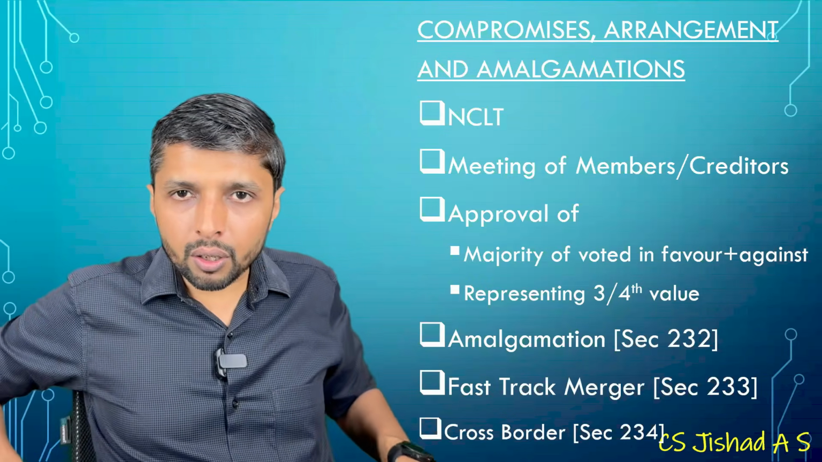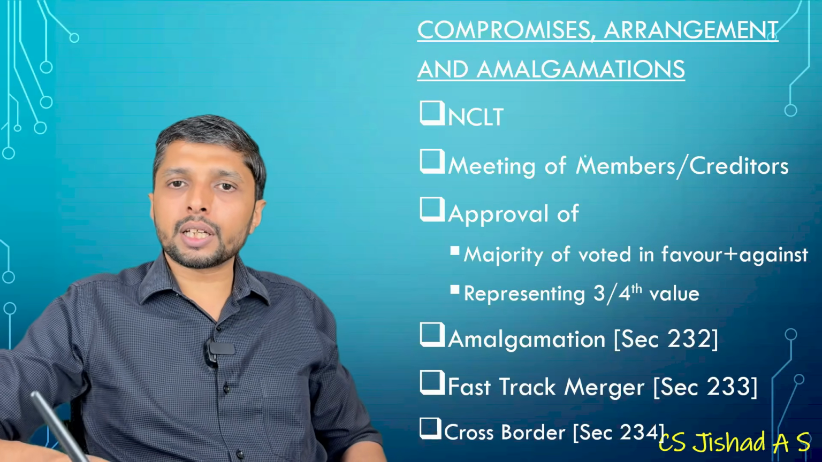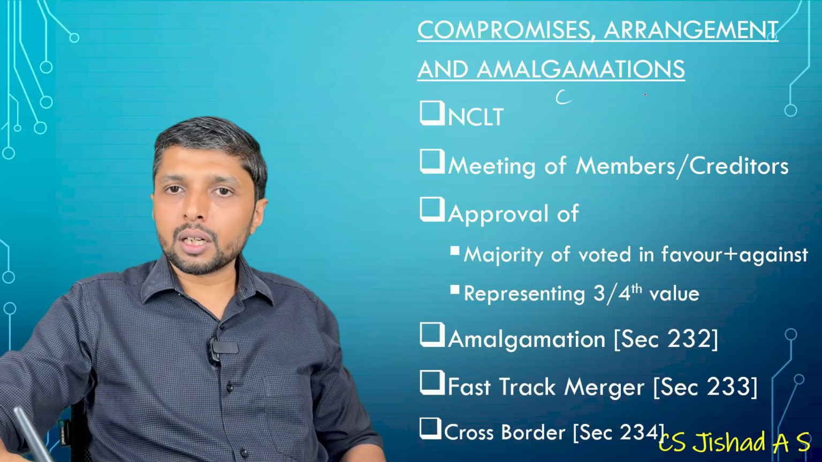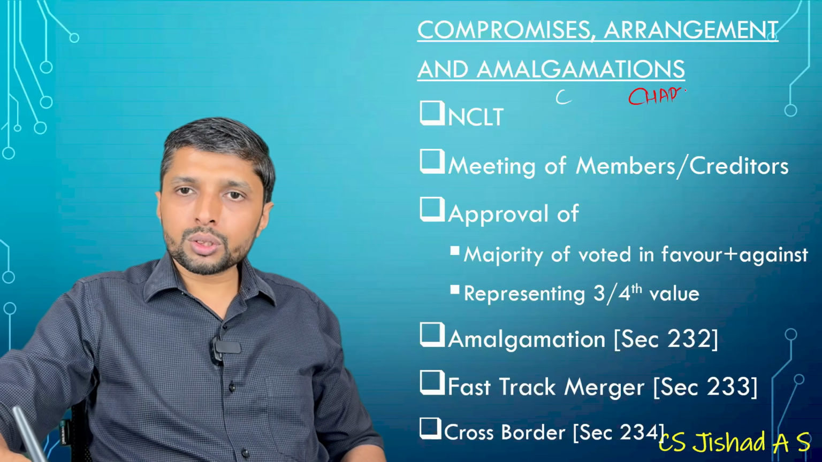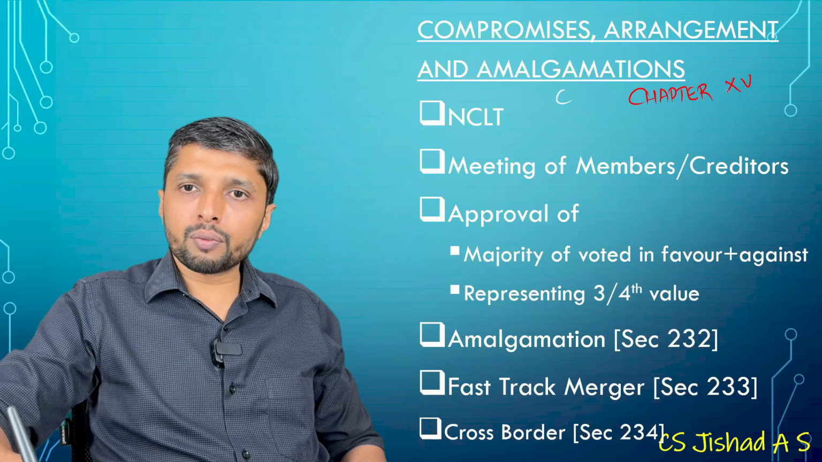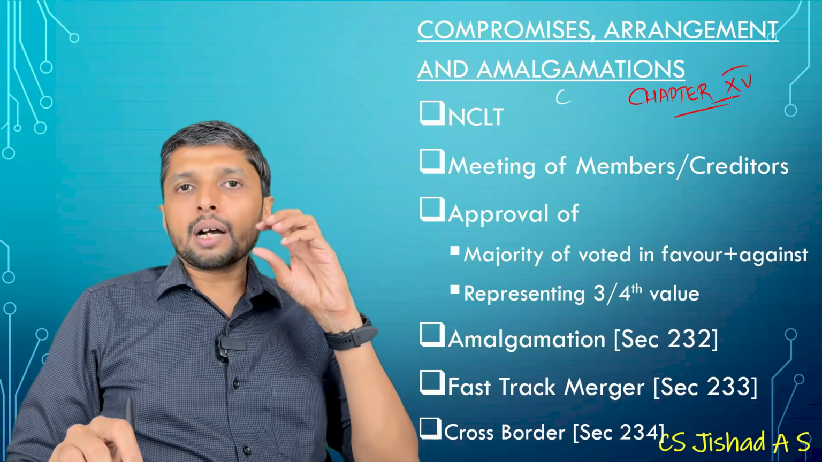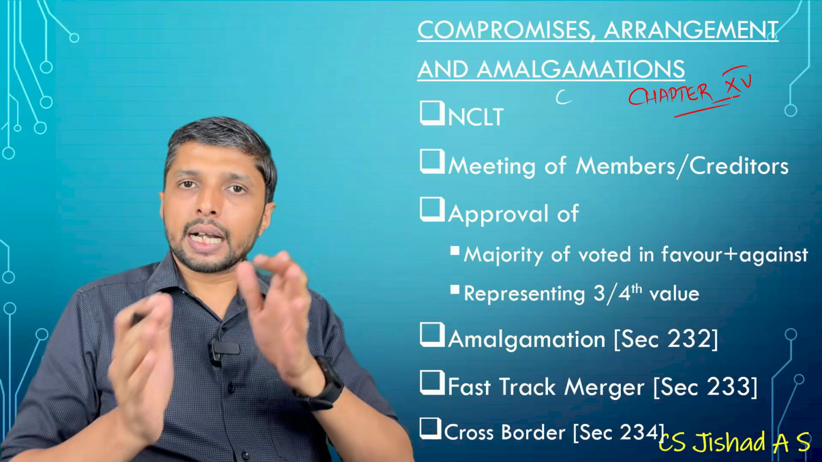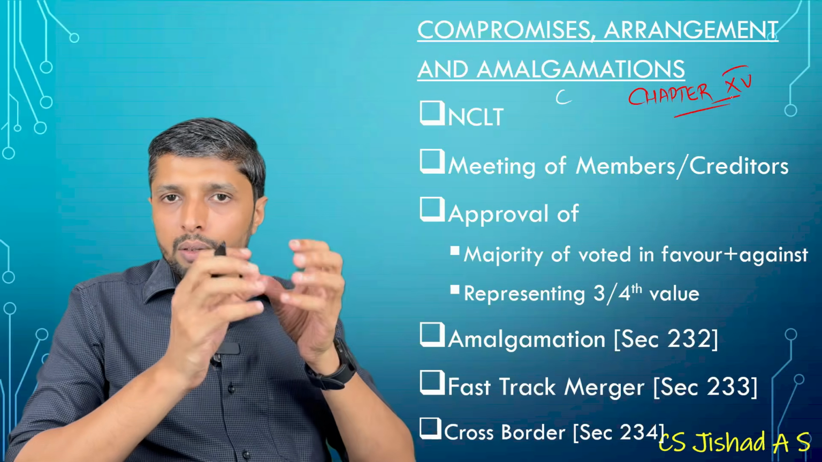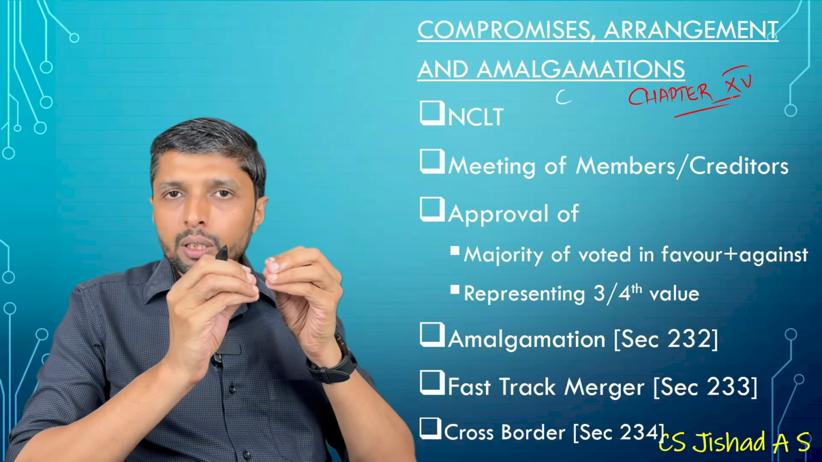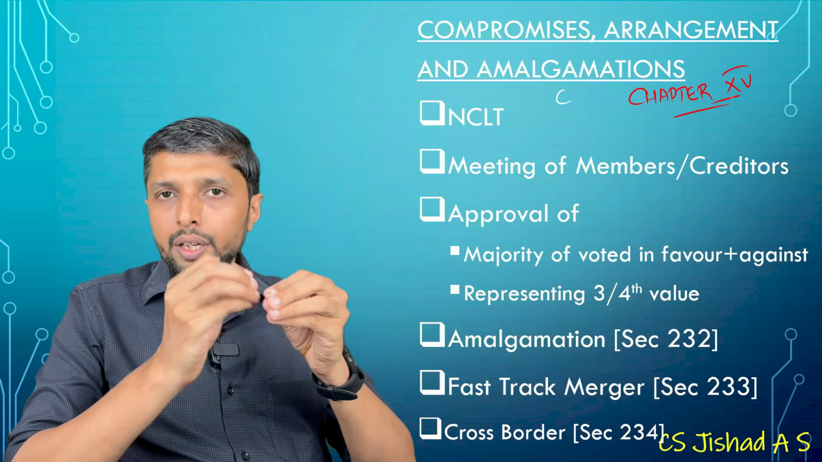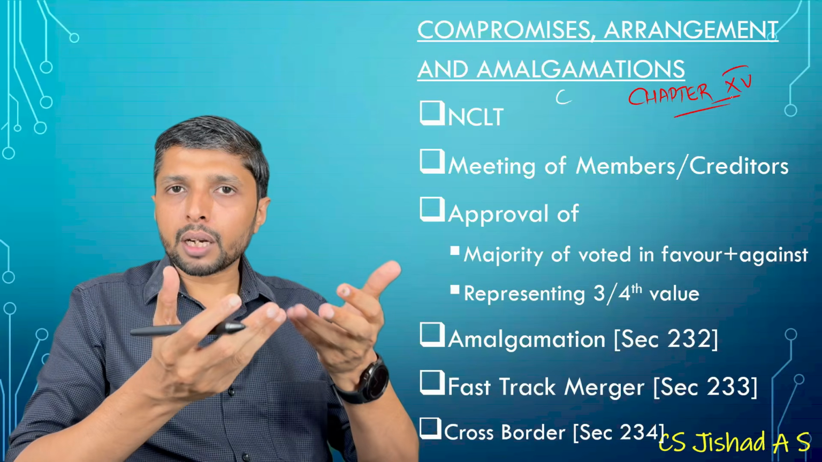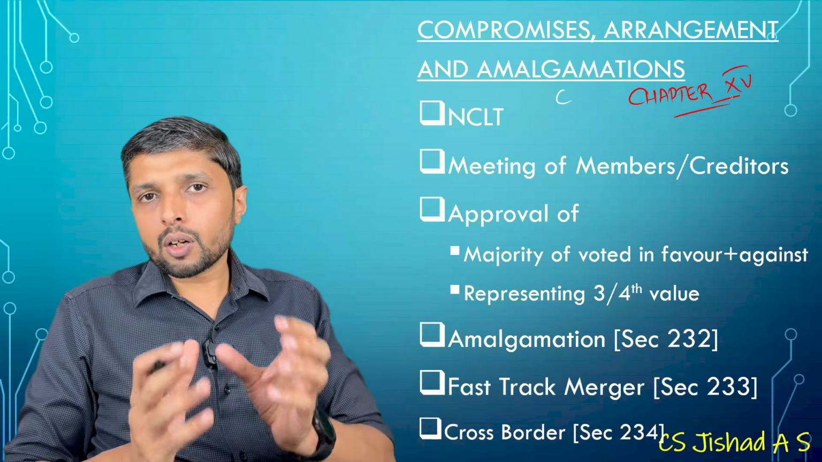Now we can have a discussion on the topic of compromises, arrangement, amalgamation, which is explained under chapter 15 of the Companies Act. So a compromise or arrangement can be made by the company with its creditors or members. If they want to make any arrangement or compromise with the members or creditors, the company or the members will apply. The company usually applies to NCLT for getting the compromise or arrangement.